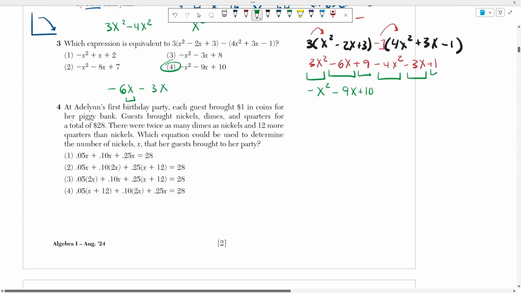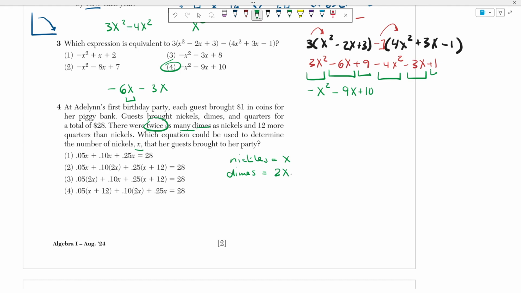Choice 4 says, at Adeline's first birthday party, each guest brought $1 in coins for her piggy bank. Guests brought nickels, dimes, and quarters for a total of 28 bucks. There were twice as many dimes as nickels and 12 more quarters than nickels. Which equation could be used to determine the number of nickels, x, that her guests brought to the party? Right? So in this case, we know that nickels is equal to x. We know that there were twice as many dimes as nickels. So if I want to write the number of dimes, it's going to be twice the number of nickels, or 2 times x.